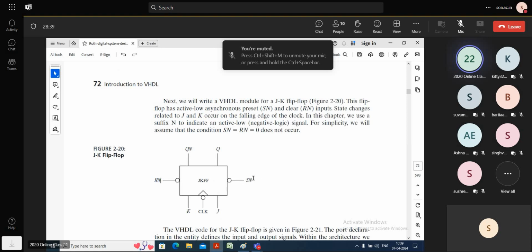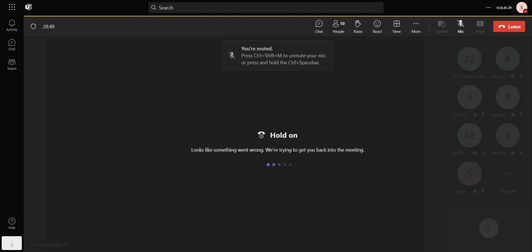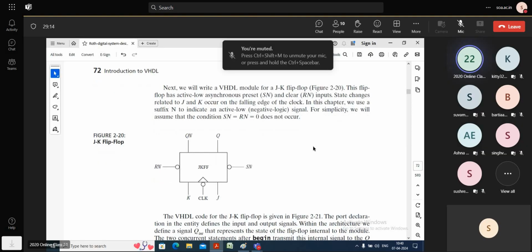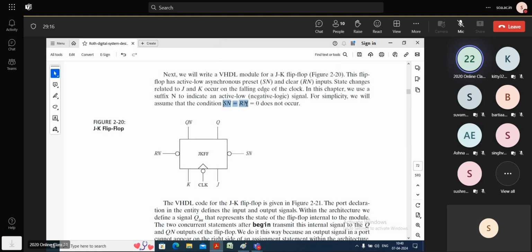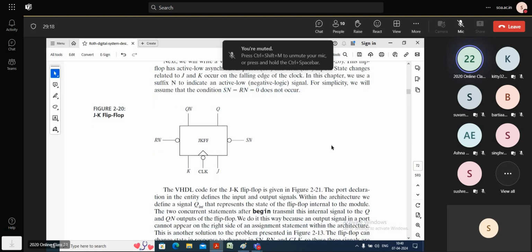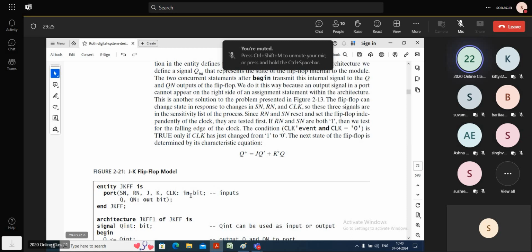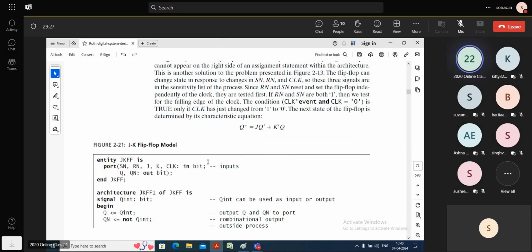So these are the inputs. You can see SN, RN, SN and RN. So your state changes are related to this. Okay. So first, for simplicity, we are assuming SN equal to RN equal to 0. This never occurs. Now you see the BSDL code for the JK flip-flop. This is given below. Here the JK flip-flop model you can see.